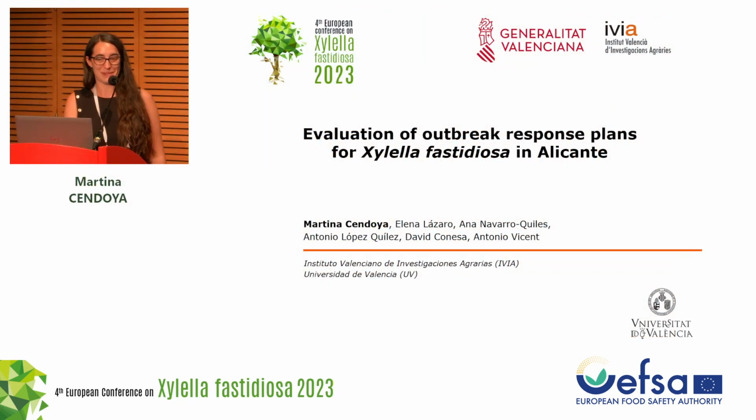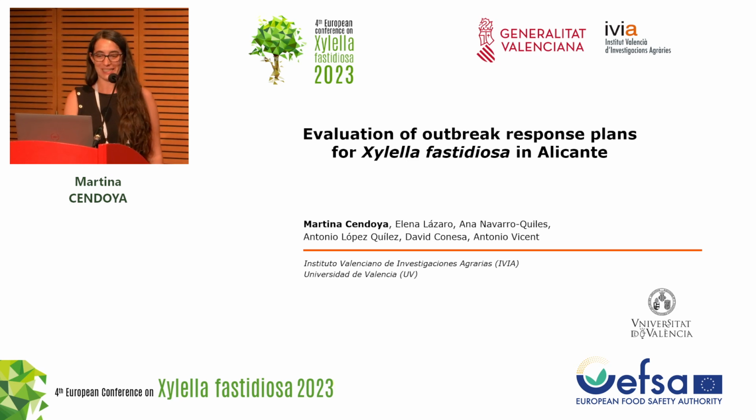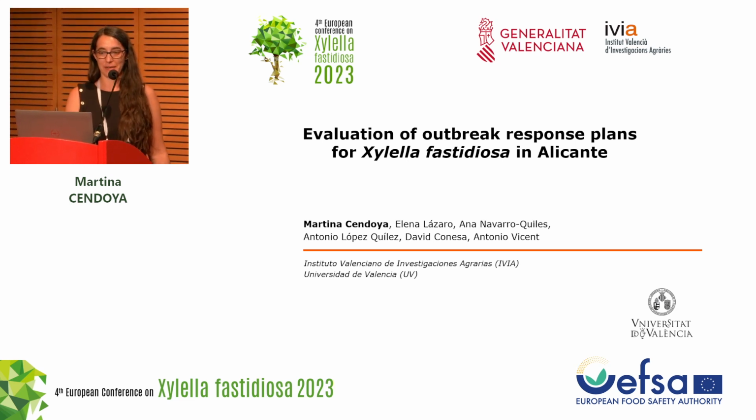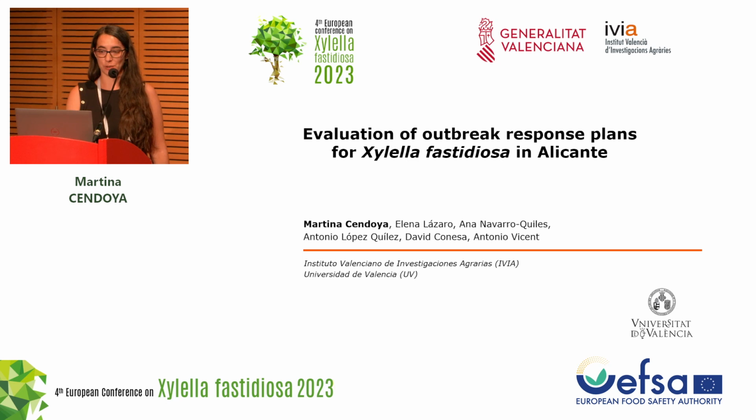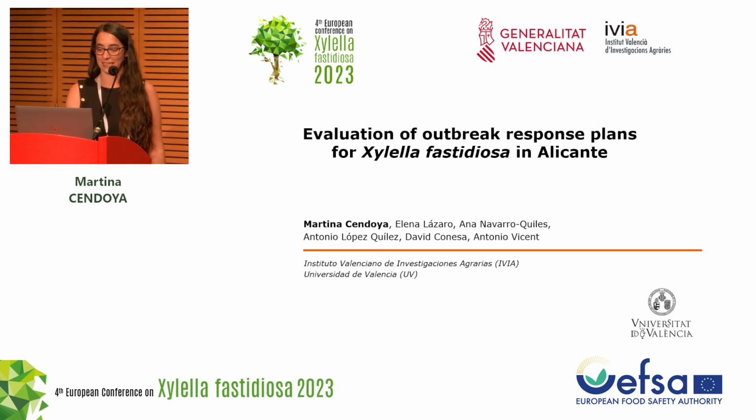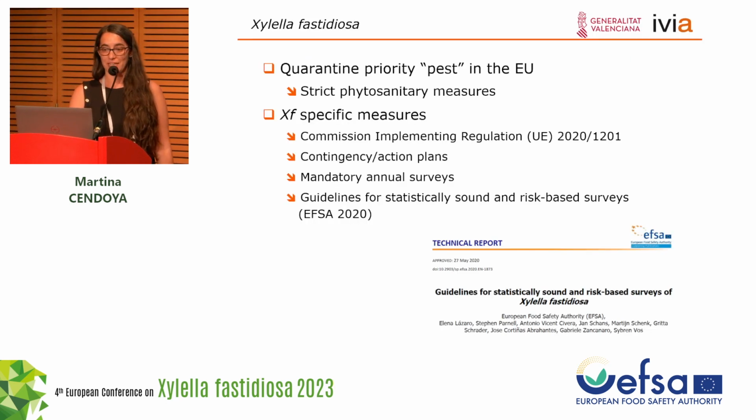Okay, thank you for the presentation. Then I am going to present this work in which we evaluate the outbreak response plans for Xylella fastidiosa in Alicante. Xylella fastidiosa is a quarantine priority pest, therefore it is under strict phytosanitary measures and specific control measures. These control measures are regulated by the Commission Implementing Regulation 2020/1201, which includes contingency and action plans and also mandatory annual surveys.